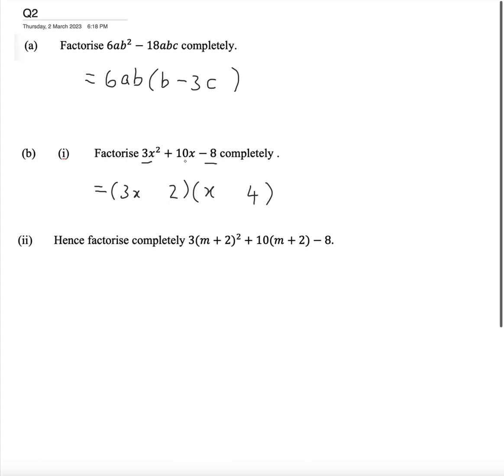The middle term is 10x, so let us work out the inner, which gives us 2x, and the outer, which gives us 12x. Now this is a plus 10x, therefore we have a plus 12 minus 2, that will give us a positive 10x. That means the outer term is positive and the inner term is negative.